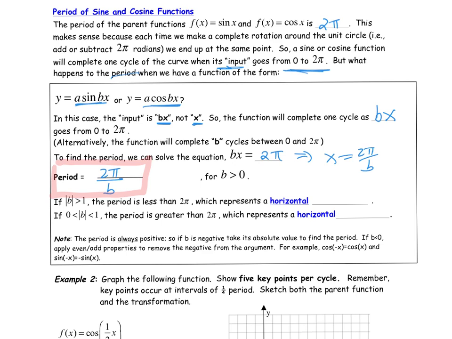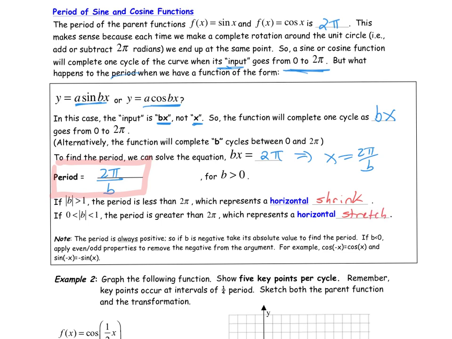If b is negative, that has to do with the reflection. So we really always just take the absolute value of b when we're figuring out the period. If the absolute value of b is greater than 1, that means the period is less than 2 pi. Remember, when we have horizontal stretches or shrinks, we do the inverse operation. So if the absolute value of b is greater than 1, the period is less than 2 pi, which represents a horizontal shrink. And if the value of b is between 0 and 1, the period is greater than 2 pi, which is a horizontal stretch.